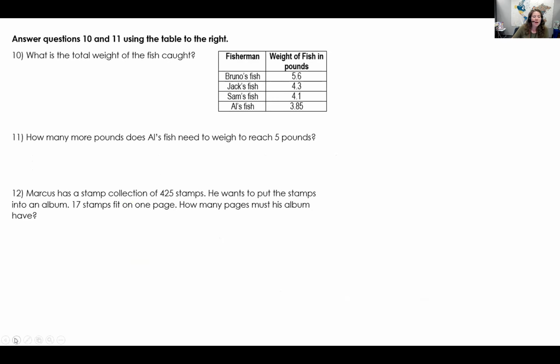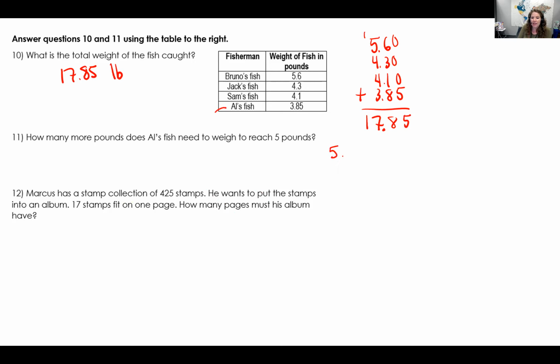All right, number 10, what is the total weight of the fish caught? So we're going to add up 5.6, 4.3, 4.1, and 3.85. So now we're going to add our placeholders. So 0 plus 5 is 5, 6 is 9, 10, 18. Bring that decimal straight down. That would be 10, 14, 17. The answer is 17.85 pounds of fish.